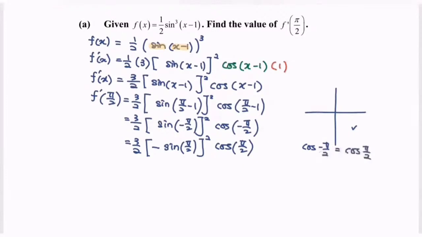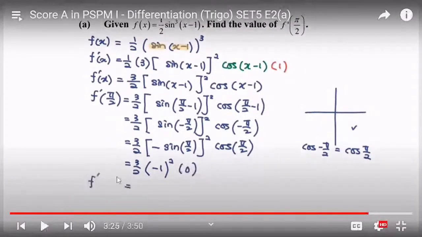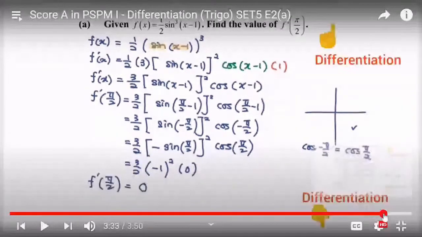Next, simplify the situation. As we all know, sine pi over 2 is equals to 1. So we will have 3 over 2 bracket negative 1 to the power of 2. As for the cos pi over 2, we will obtain 0. So finally, f prime. Okay, right? So finally, if you multiply them automatically, you will have 0. F prime pi over 2. So meaning that the gradient at this point is 0. So means that stationary. Okay.